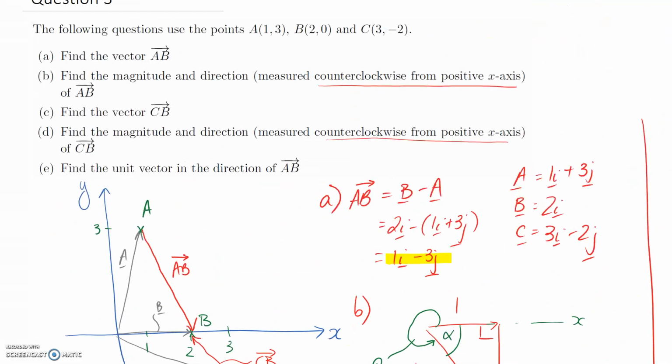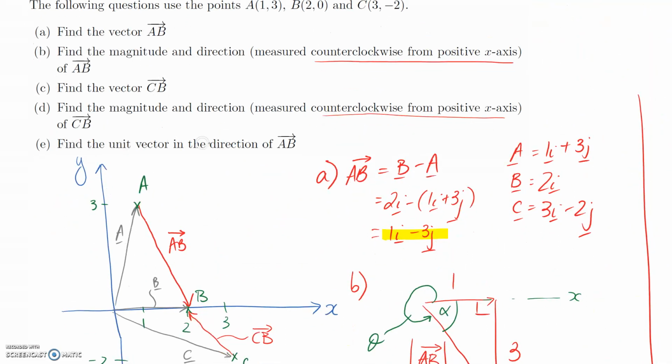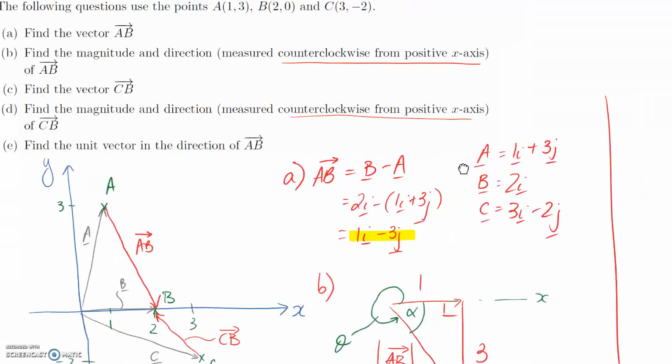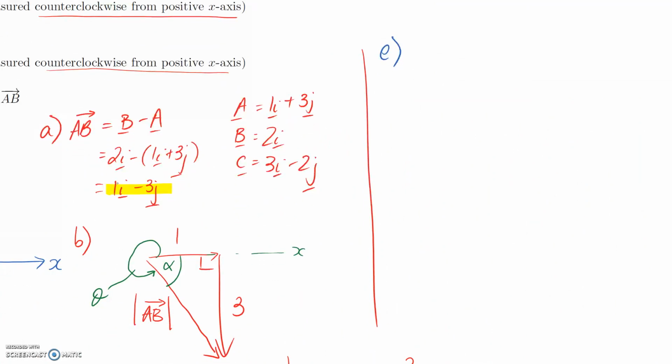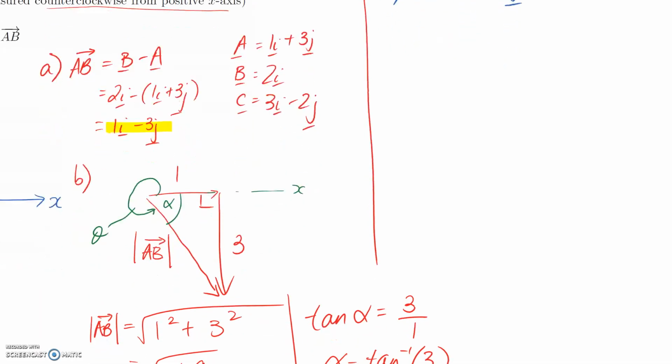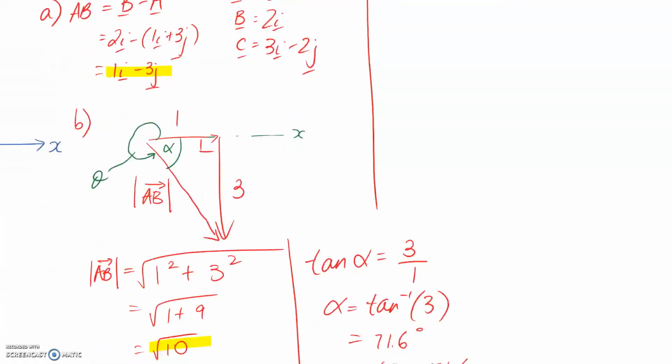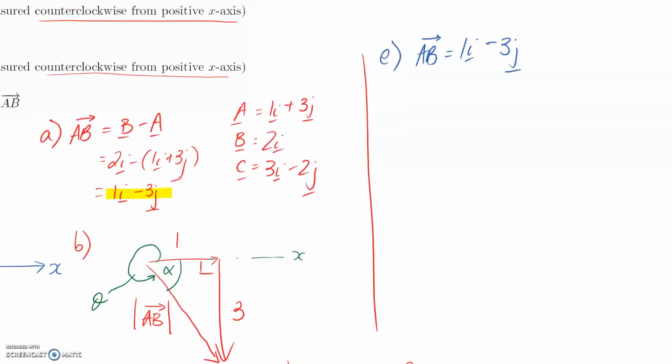Alright, so next bit, we want to find the unit vector in the direction of AB. So that's this vector here. We want a unit vector, which just means it has a length of 1 in this direction. So let's go over here to do it. We should be able to use some of the information that we collected before. We said AB already was equal to 1i minus 3j. And we have the magnitude, that's going to be useful as well. It's equal to square root 10.